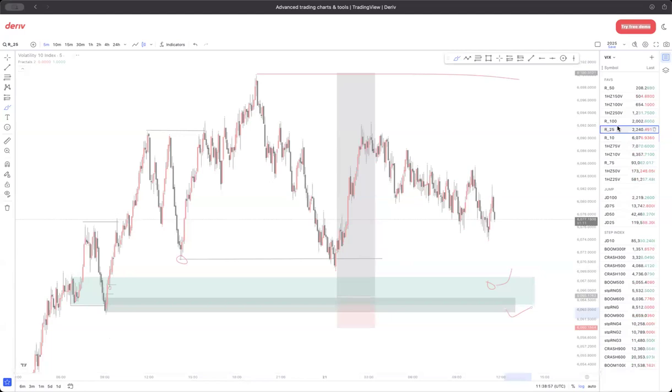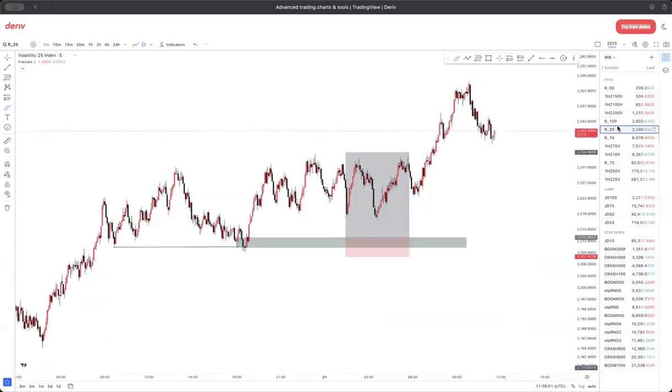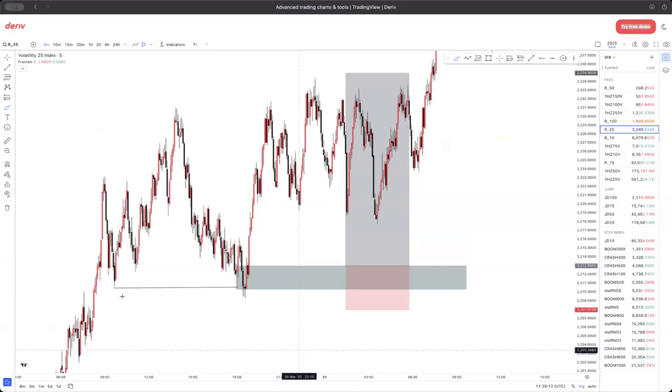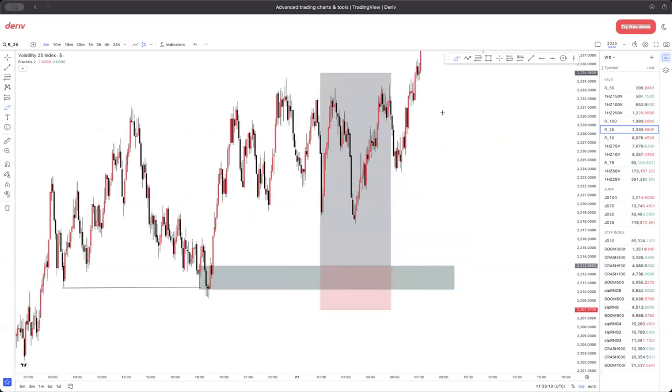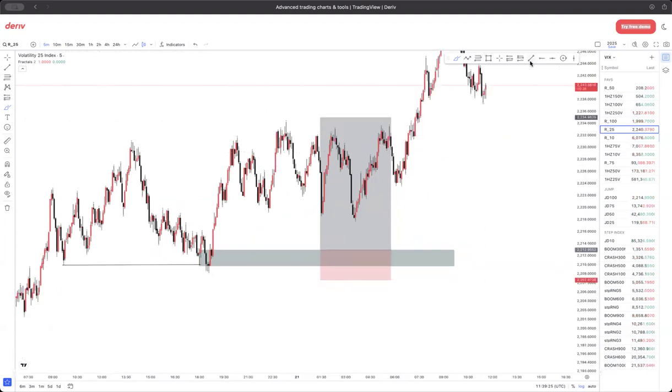V25. Now it's all V25. We have a sweep. You guys have marked out my sweep. Now you can see this one I marked out from my QMR. What V25 is doing is that V25 just created liquidities for us, right? Created liquidities for us.